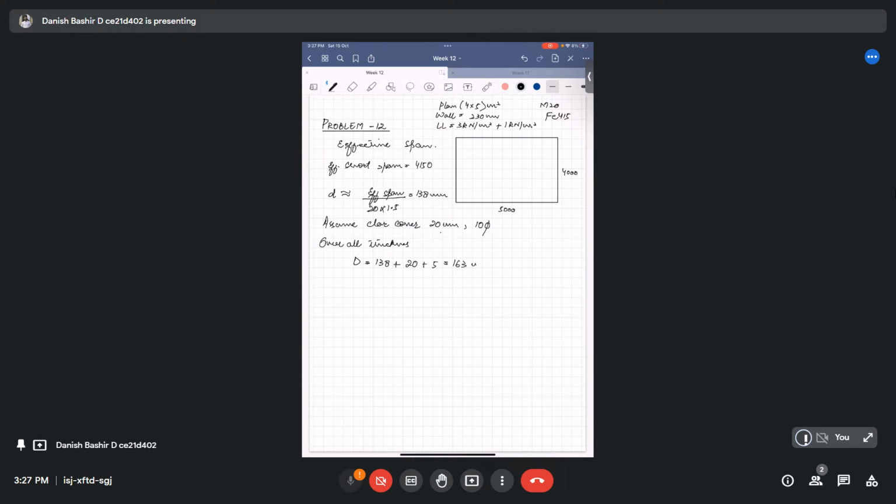Okay, so it has to be in the multiples of 5, so provide 165 mm overall depth. Okay, so your effective depth along x direction dx will be 165 minus clear cover 20 minus 5 is equal to 140 mm.